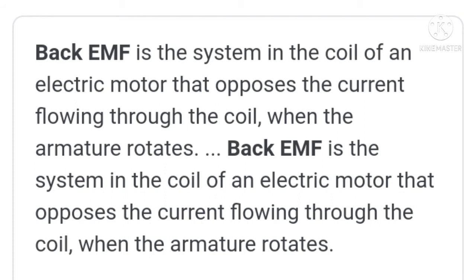Back EMF is the EMF in the coil of an electric motor that opposes the current flow through the coil. Whenever the armature rotates, the back EMF is the EMF in the coil of an electric motor that opposes the current flow through the coil when the armature rotates.